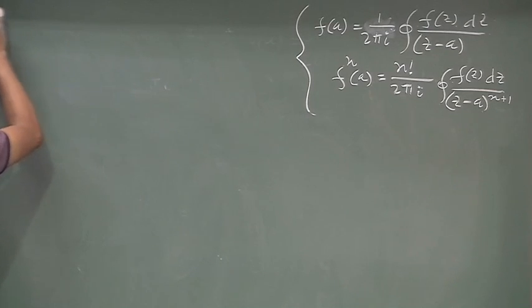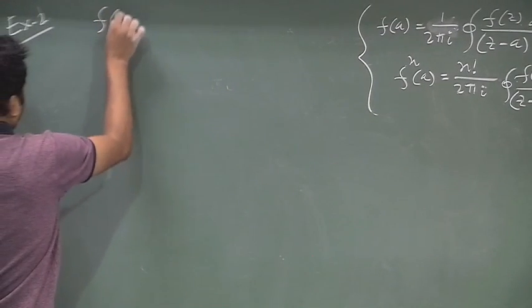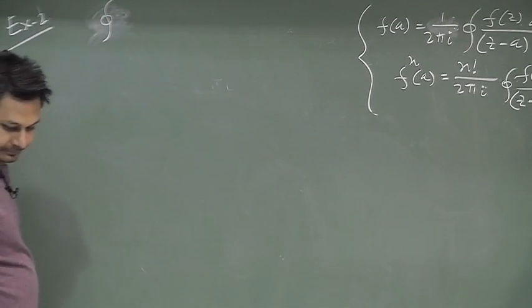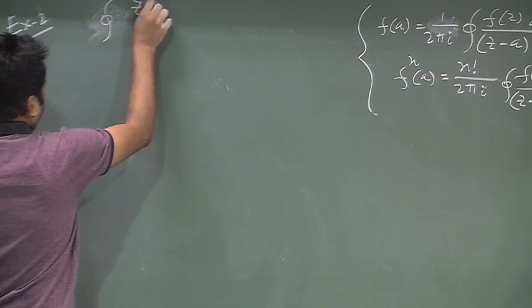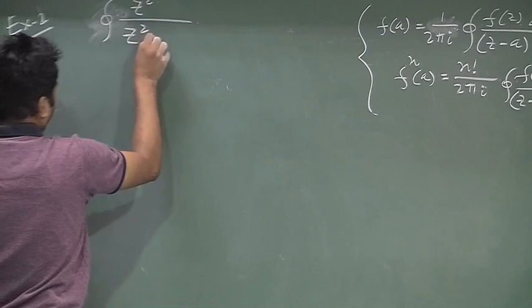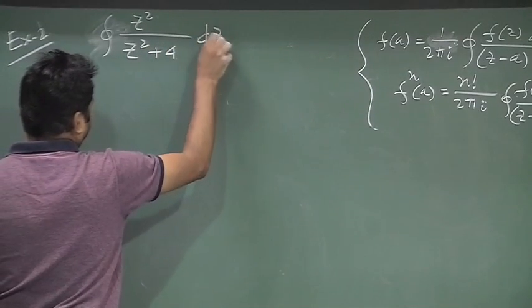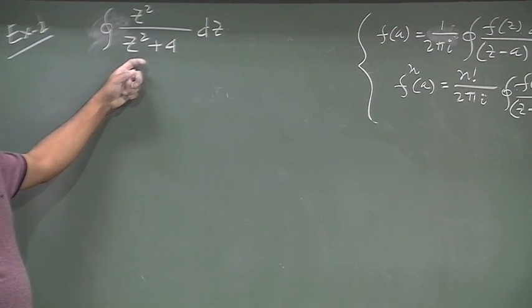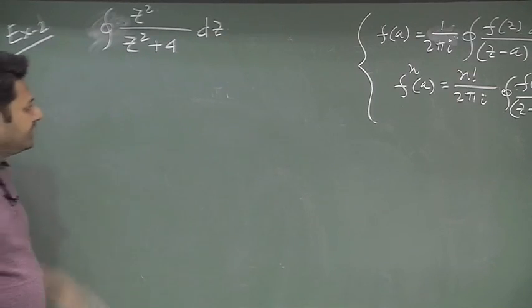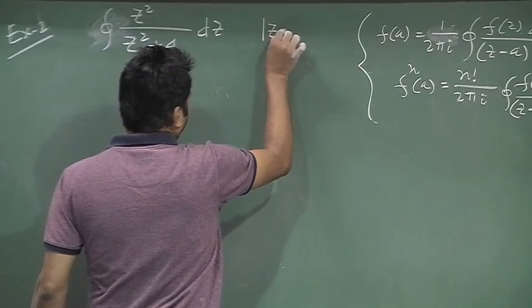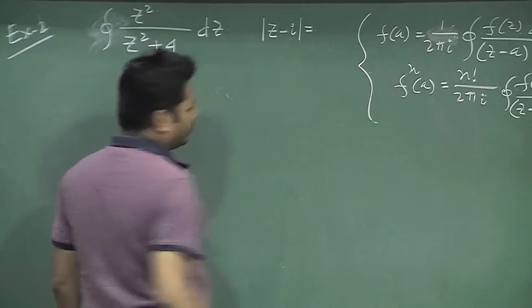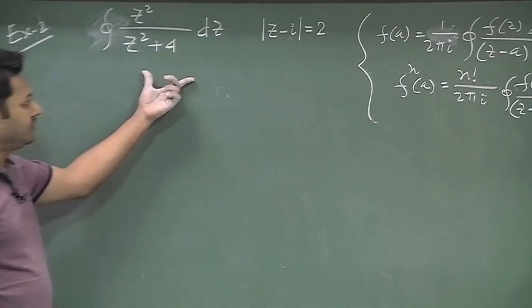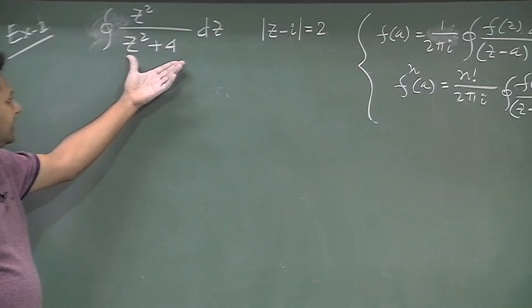Example 2. The integration is given as the closed integration of z squared divided by (z squared plus 4) dz. That is the integration we need to evaluate. But before evaluating, I need to know what region is given. The region is given as |z minus i| equal to 2. Over this region I need to find my integration.